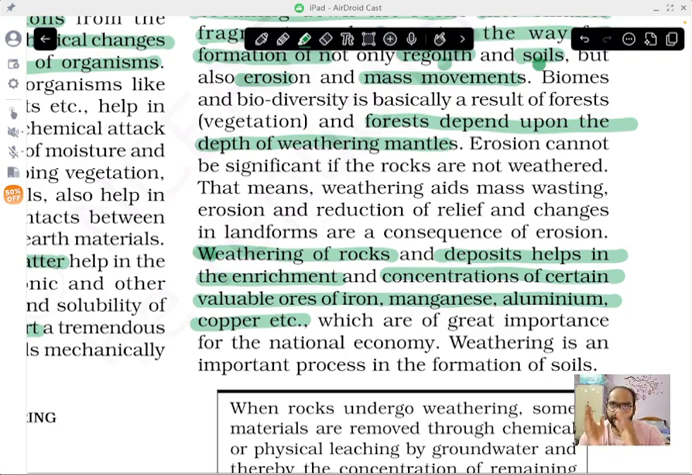Sorry, one or more elements combine, it forms a mineral, and one or more minerals combine, it forms an ore. Ore means nothing but a rock. Okay, for example, weathering helps in the enrichment of the ore. Okay, if you take aluminium ore, that is, aluminium ore is bauxite.